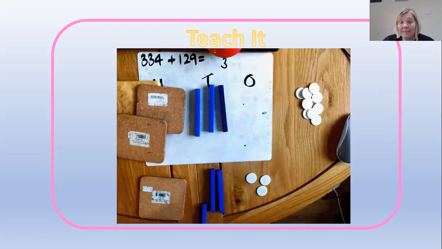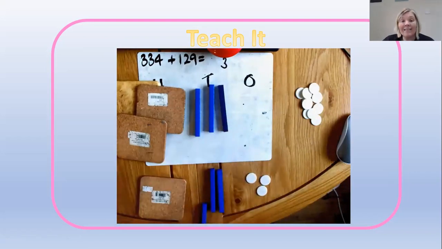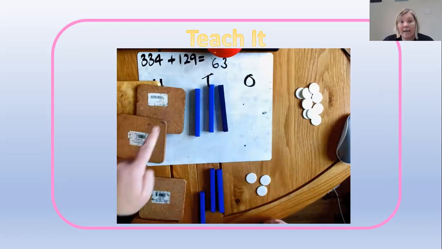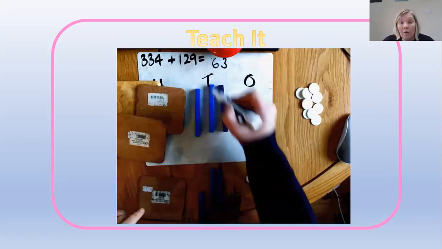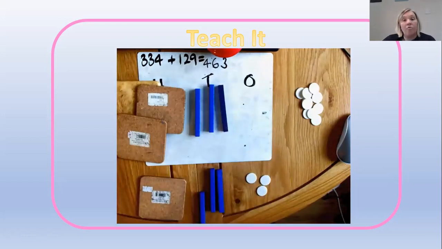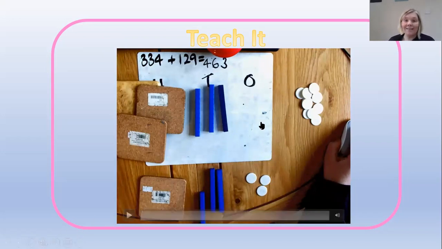So now I have got 3 ones left. I now move on to my tens column. So I've got 1, 2, 3, 4, 5, 6 tens, because I don't want to forget that one on the bottom. Okay, I've got 60, I've got 6 tens. I then add up my hundreds, and I have got 4 hundreds all together. So my answer to that calculation is 463. That is our concrete example.